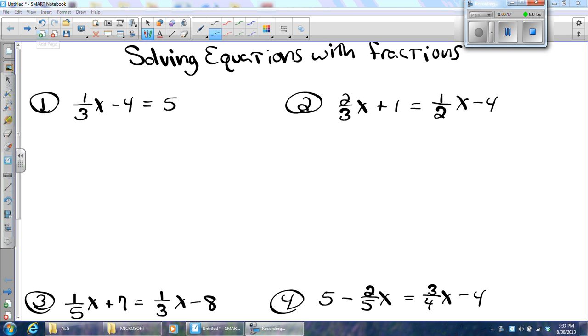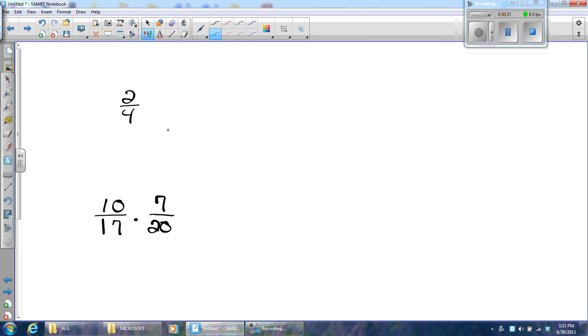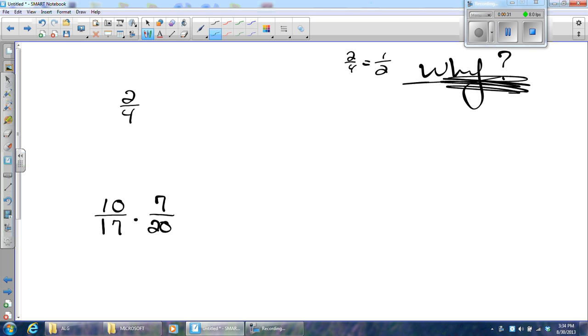Now, hold on one second. Before I show you what I'm going to do mathematically, I want to ask you. I know you all know that 2/4 is the same as a half. I know you can go 2/4, 1/2. But why? That's the trick. If you don't know why, then you're just mindlessly doing math.